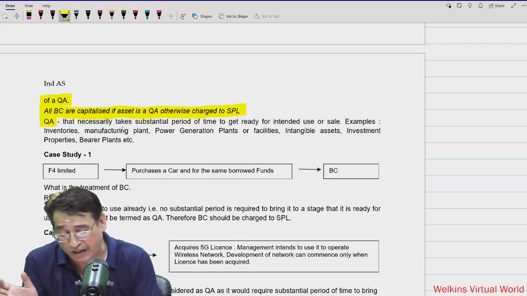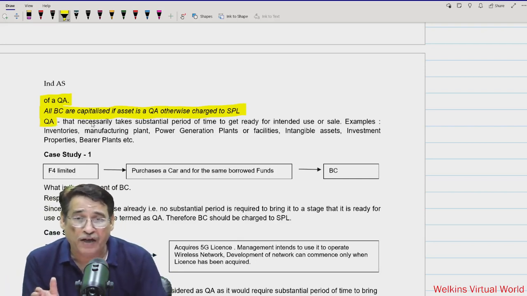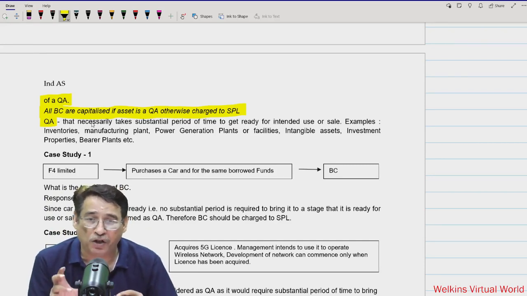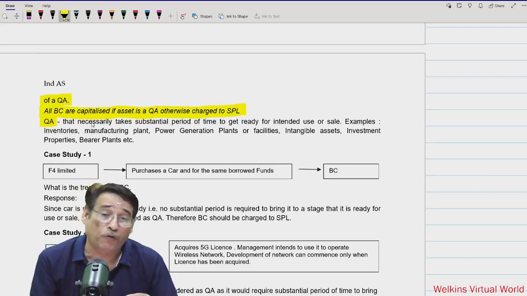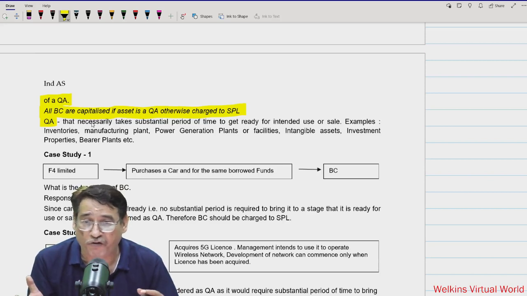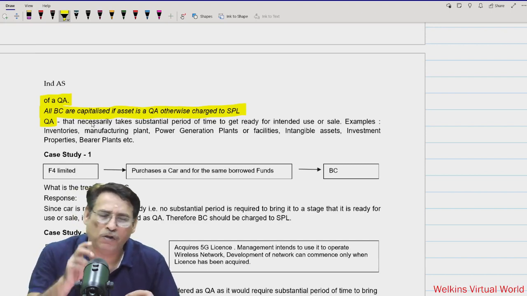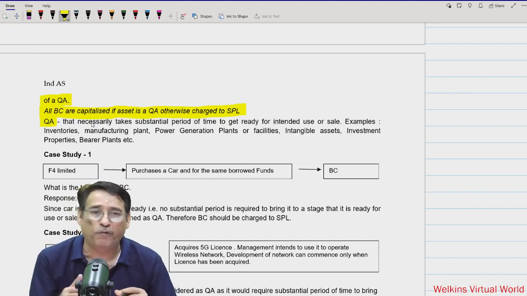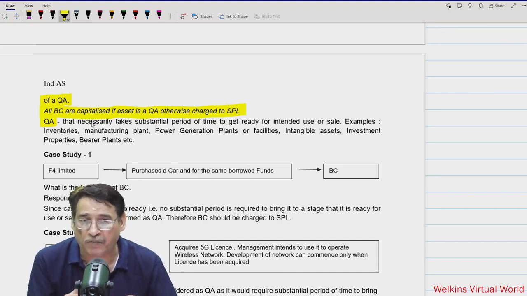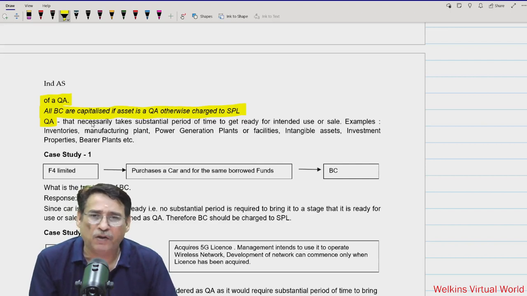Here the qualifying asset definition is given to you: a qualifying asset is one which necessarily takes a substantial period of time to get it ready for its intended use or sale. Correct? And examples are given, for example, inventories. Even when we purchase inventory, it will take a substantial period of time before we are able to convert it into finished goods. Similarly, manufacturing plants obviously will require a huge time before we are able to complete them. Similarly, power generation plants or facilities, or intangible assets, because lots of research work needs to be done before intangible assets can be completed and used. So these are some examples of qualifying assets.